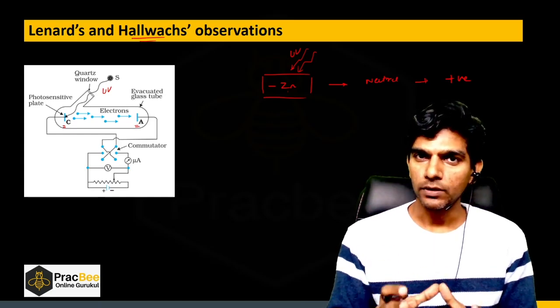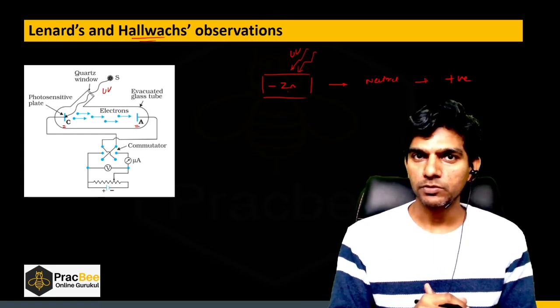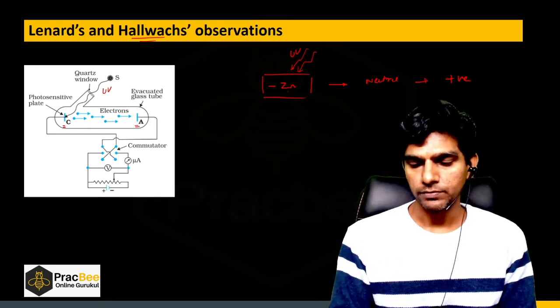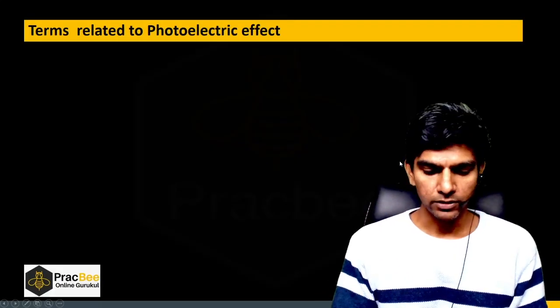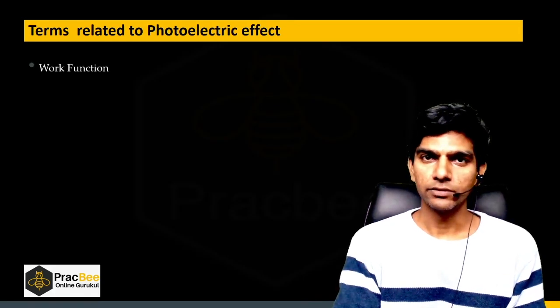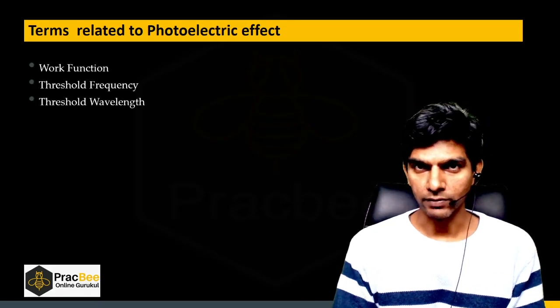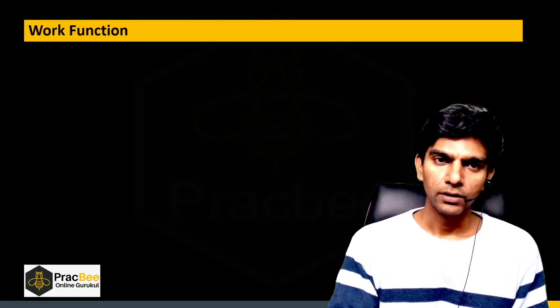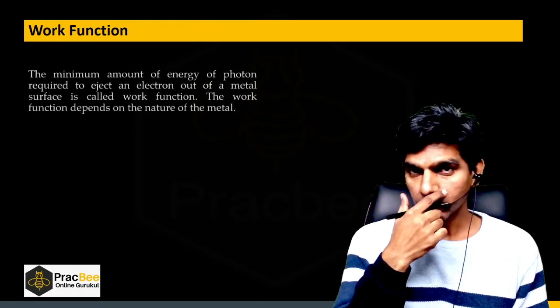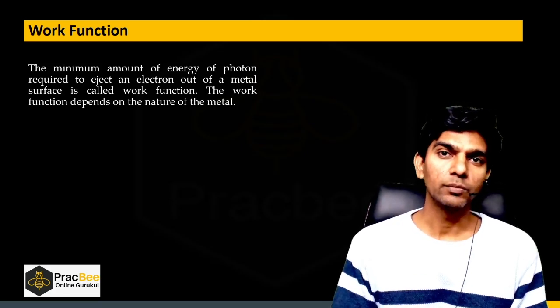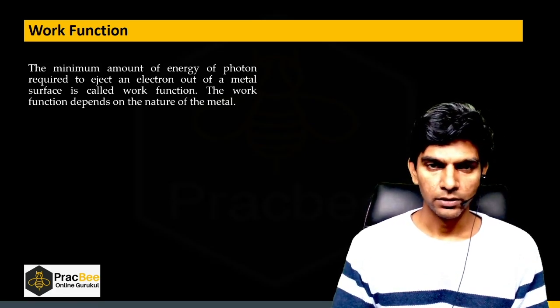You just have to have a brief idea about these observations, because there can be a theoretical question on Lenard and Hallwachs observation. Right, so now let us see the terms related to the photoelectric effect. First we'll see the work function, then the threshold frequency, and then the threshold wavelength. Now let us study these terms one by one. Work function is basically the minimum energy required to remove the most loosely bound electron from the metal surface.